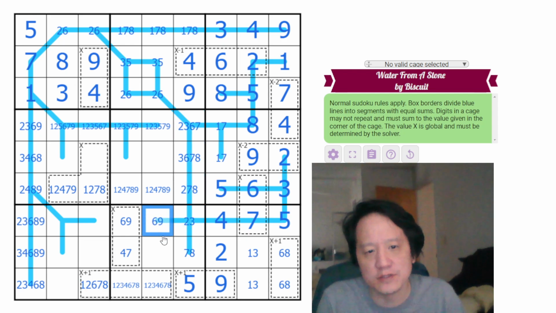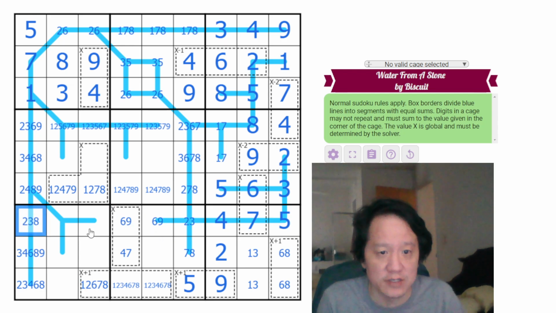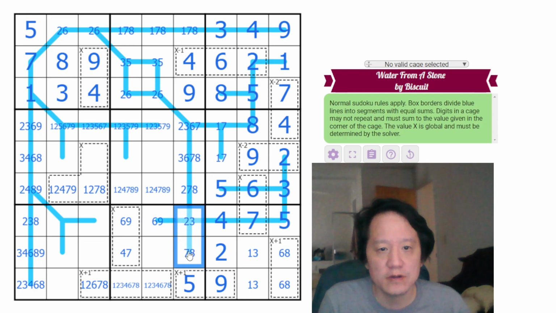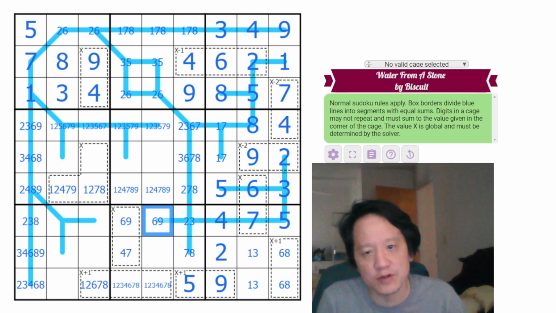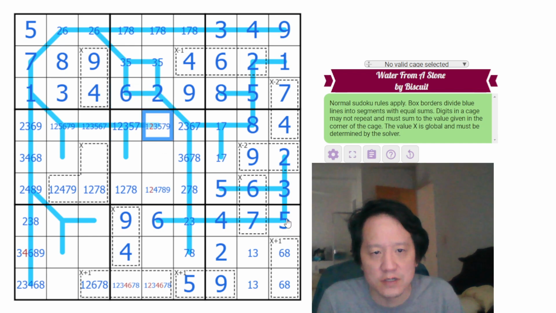Can it be 9? Okay, this is 6 or 9 then. It has to be 6 or 9. If it's 9, this adds up to 7. Cannot be 1, 6, cannot be 2, 5, cannot be 3, 4. So therefore, this has to be 6. So we know this is 6, this is 9, this is 4. So this cannot be 4, 9. This cannot be 9. This can't be 6. So this is 2. This is 6.